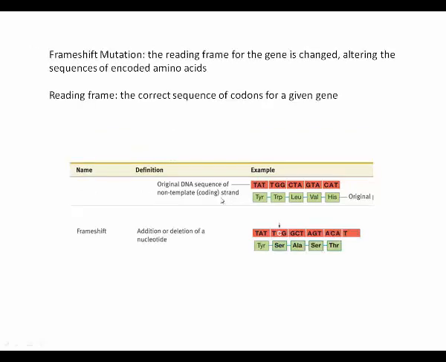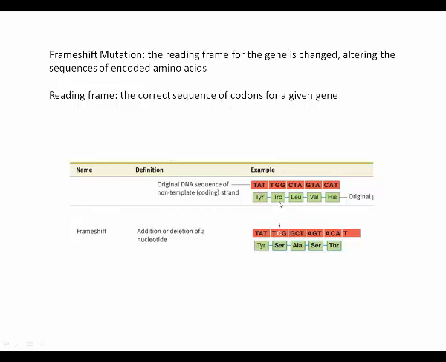And then a frame shift is when we add or delete a nucleotide. Notice that that changes the series of amino acids from the point of insertion or deletion. A frame shift mutation is when a reading frame for the gene is changed, and that alters the sequence of encoded amino acids. A reading frame is the correct sequence of codons for a given gene.